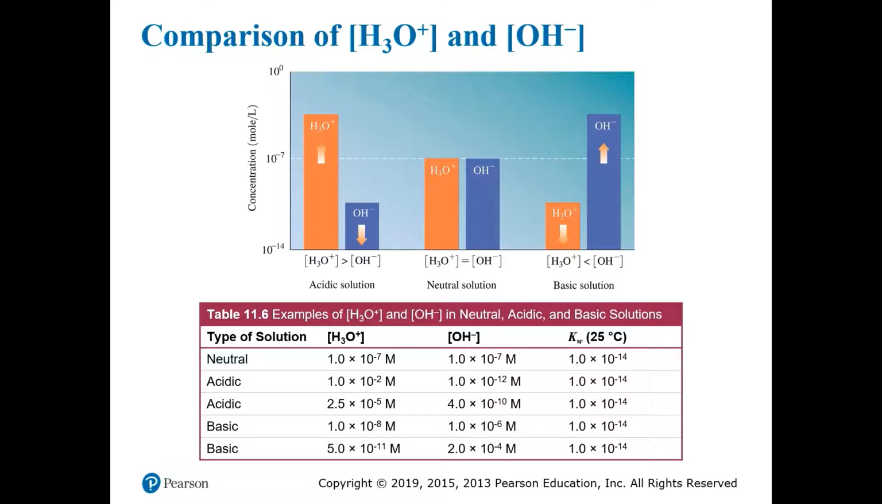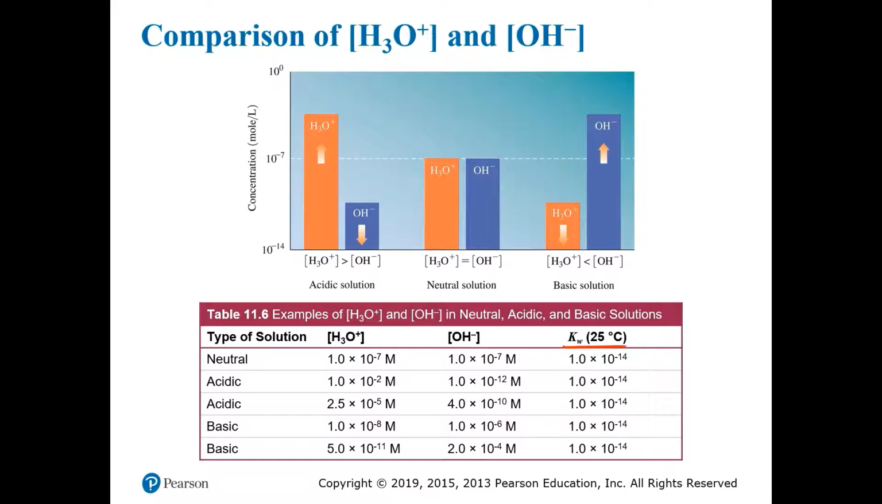There's a couple of things to keep in mind here when looking at the concentrations of these ions in a water solution. The first thing to keep in mind is that if one concentration goes above 10 to the minus 7, the other has to go below 10 to the minus 7. Both concentrations can't be above 10 to the minus 7th at the same time, and both of them can't be below 10 to the minus 7th at the same time. This is because they need to be multiplied together to equal the value of Kw, which is 1 times 10 to the minus 14.